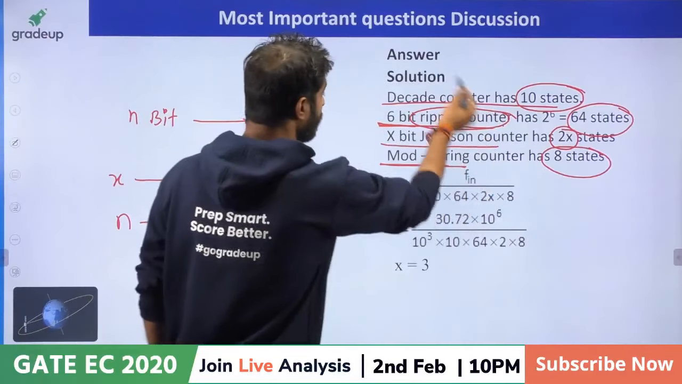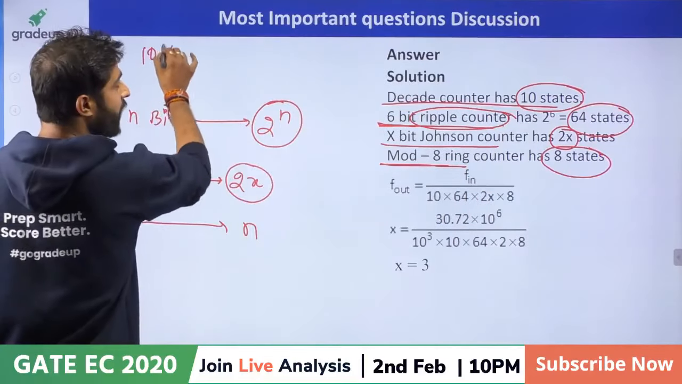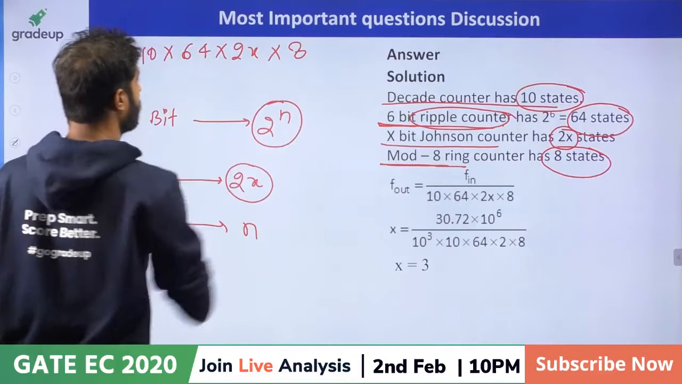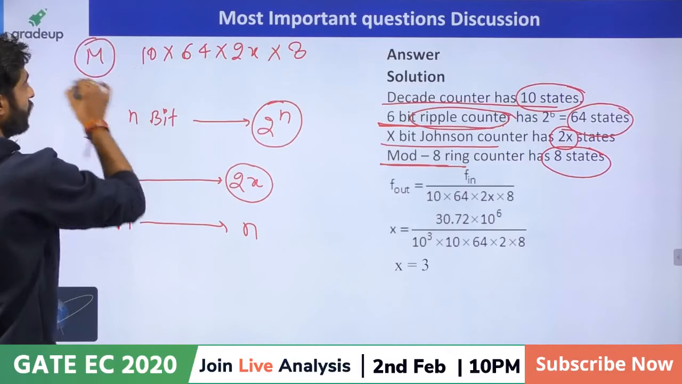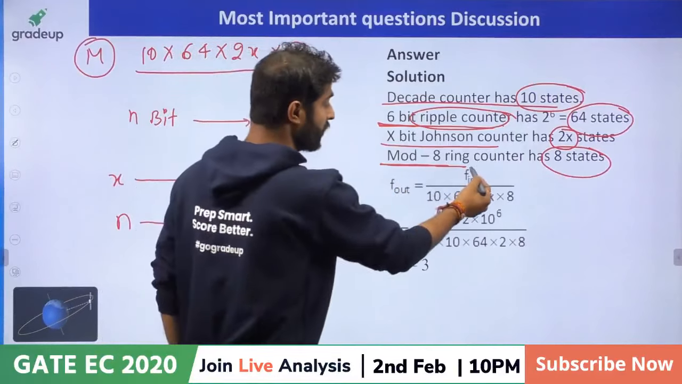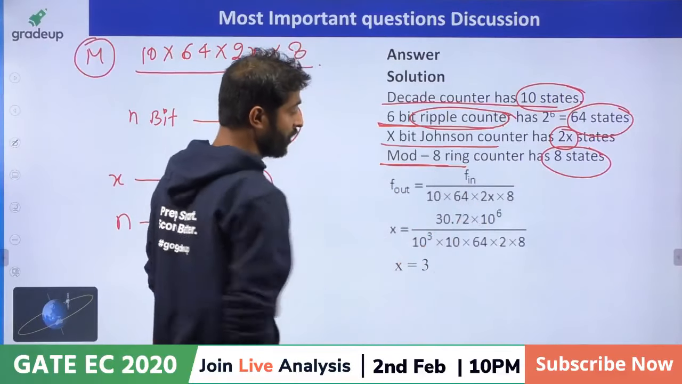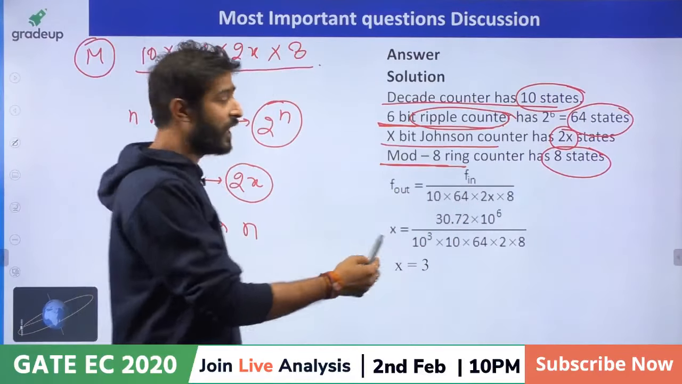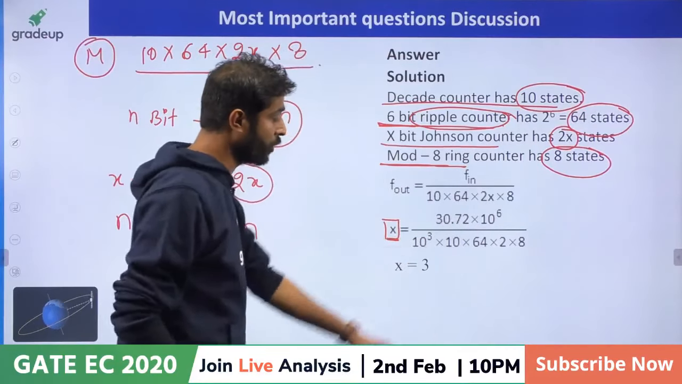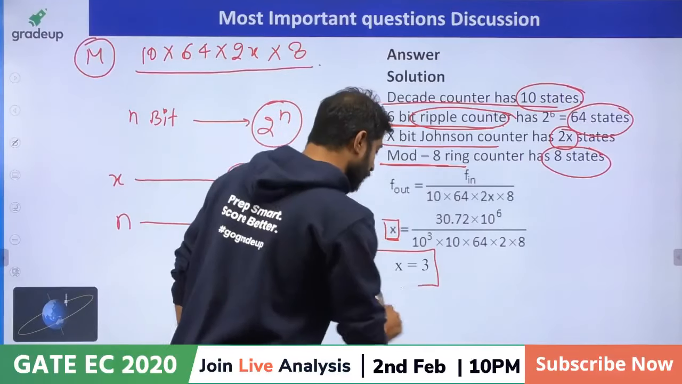So my dear friend, the overall counter mode will become 10 into 64 into 2x into 8, right? This is the mode of the counter. So just divide the input frequency by it, and you will get the answer. So f out is nothing, it is just f in divided by the multiplication of these values. And after that, if you want to find out x, 30.72 into 10 raised to power. If you solve this question, the answer will be 3.